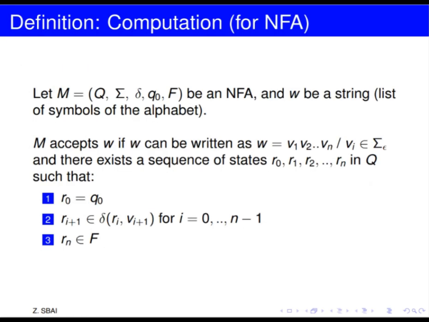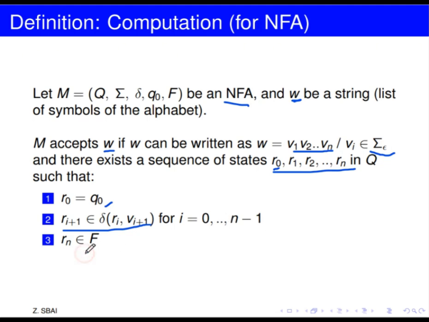Let's now define a computation in the context of a non-deterministic finite automaton. So if we have an NFA M and a string W, which is a list of symbols of the alphabet, we will say that the machine M accepts the string W if W can be written as a set of symbols V1 through Vn, where Vi is in sigma epsilon. These Vi may be a symbol of the alphabet or epsilon, and there is a sequence of states R0 through Rn in Q, such that the first state here is the initial state, and we have Ri plus 1 is one member of delta of Ri Vi plus 1 for all i going from 0 to n minus 1.